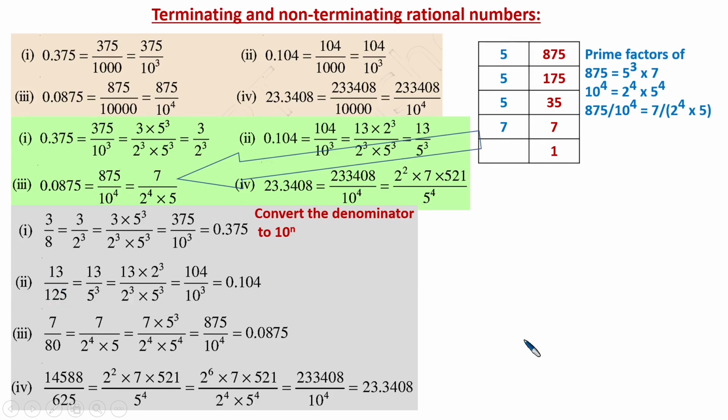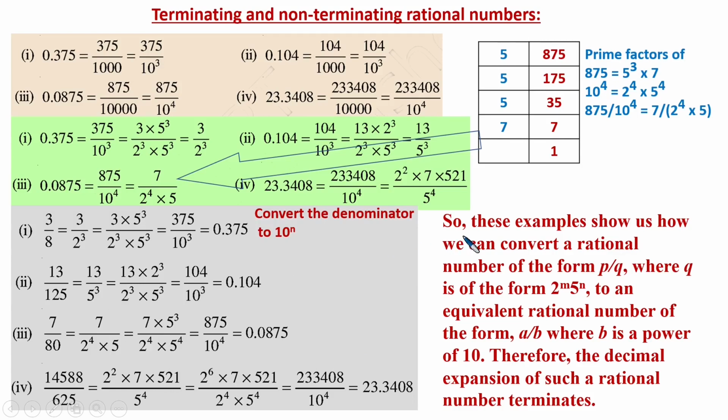So just go through it, and here I would like to say that this example shows us how we can convert a rational number of the form p by q, where q is of the form 2 to the power m times 5 to the power n, to an equivalent rational number of the form a by b, where b is a power of 10. This is a generalized form; m can be equal to n also. Therefore the decimal expansion of such a rational number terminates.